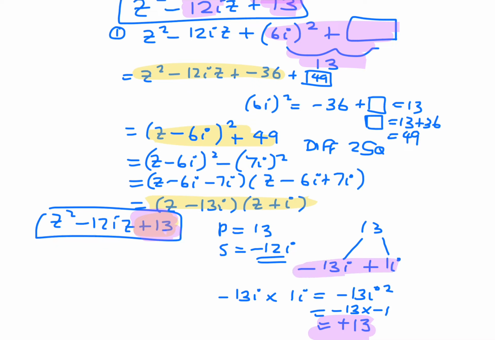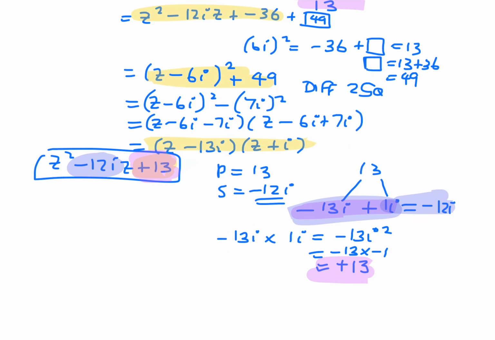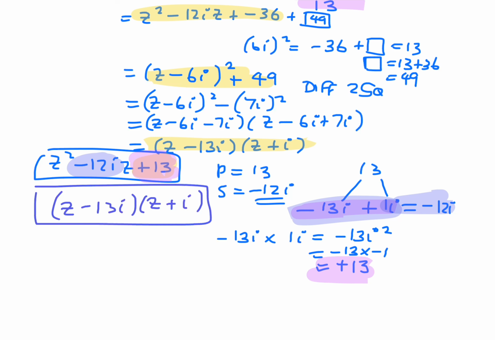So we have a sum. The sum is equal to minus 12i. Oops, sorry, didn't work. I'll just get another highlighter. Yeah, so that's the sum, gives you minus 12, and the sum here, which is minus 12i. So now we know that the two factors would be z minus 13i and z plus i. That would be your answer.